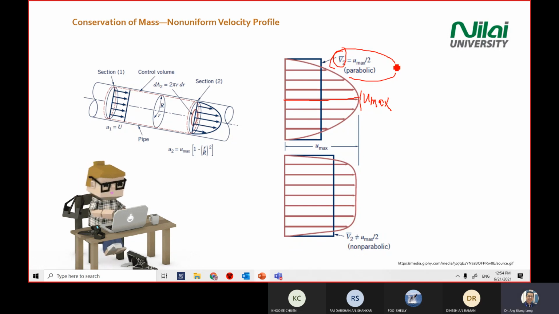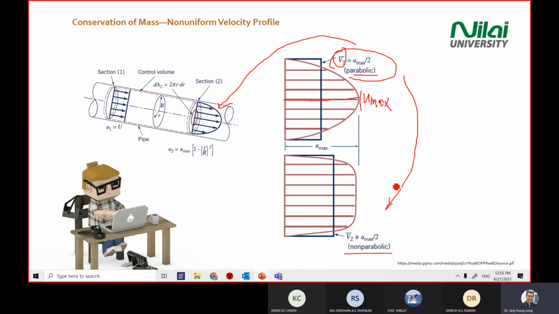So this diagram just tells you what happens if the average is not the same as your u max divided by 2. It means that it's not a parabolic equation. If it is parabolic, then you can prove u max divided by 2. This equation only works for a parabolic shape. U2 equal to half of your u max only happens in a parabolic shape. If it's not, then it's not parabolic.